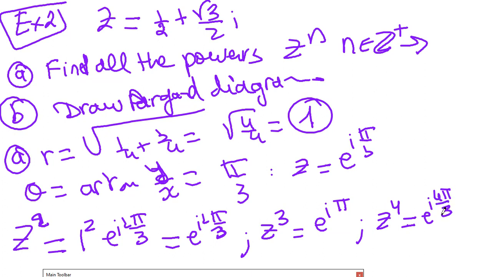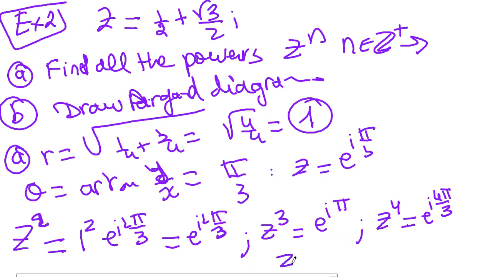You will tell me, Miss, where are we gonna stop? We will stop when we are back to this value here. So I will continue now. If I want to find Z5, it's equal to 1 exponent 5, 1 e^(i 5 pi over 3). I'm still in the unit circle. How will I know that I didn't exceed the unit circle? If I do 5 times 180 divided by 3, I will get 300. I'm still less than 360.